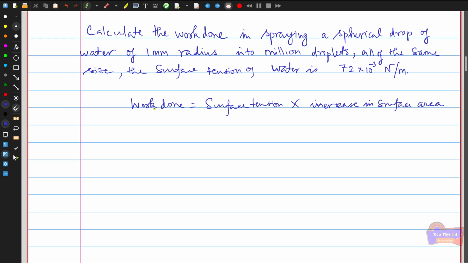So in order to calculate the work done, we have to first find out the increase in surface area. Suppose capital R is the radius of the large drop of water, and small r is the radius of the small droplet.